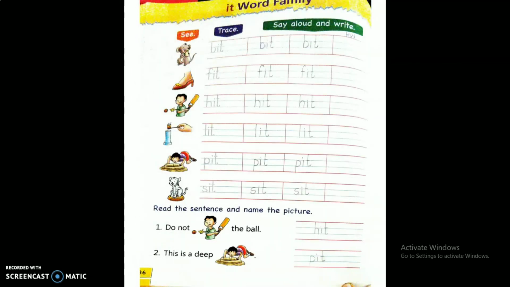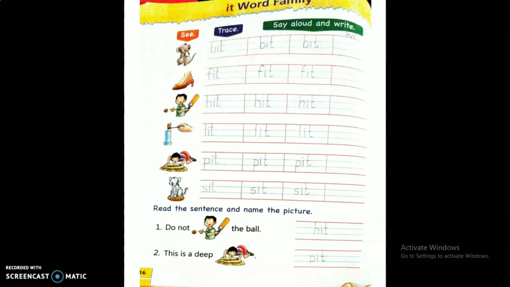Next, learn the next I vowel word. It is the it word family. I, T together, we will pronounce it as the it word family. See the picture and try to read by yourself.